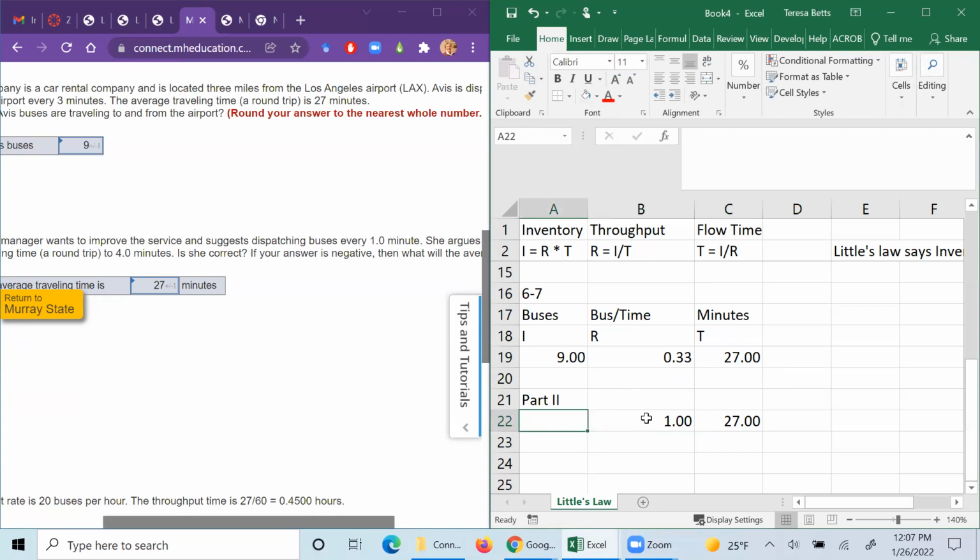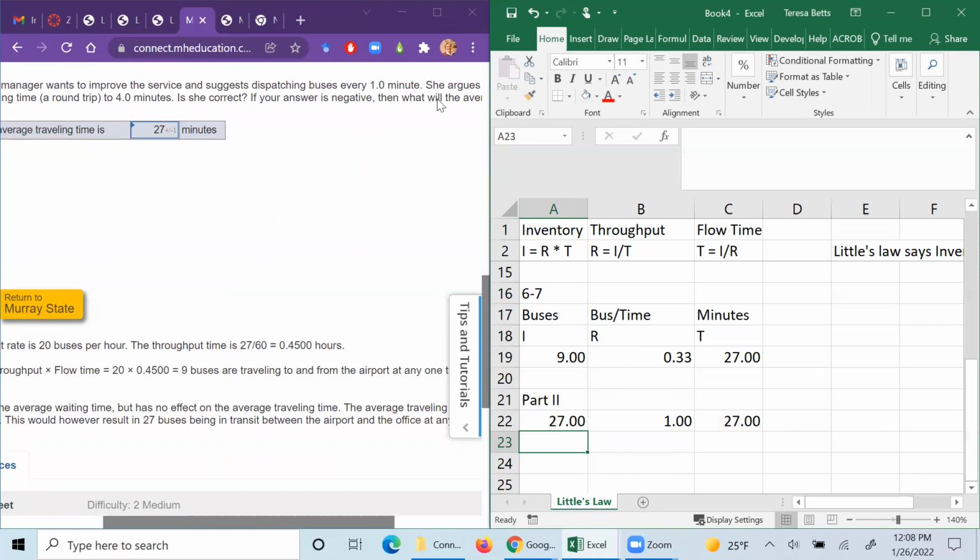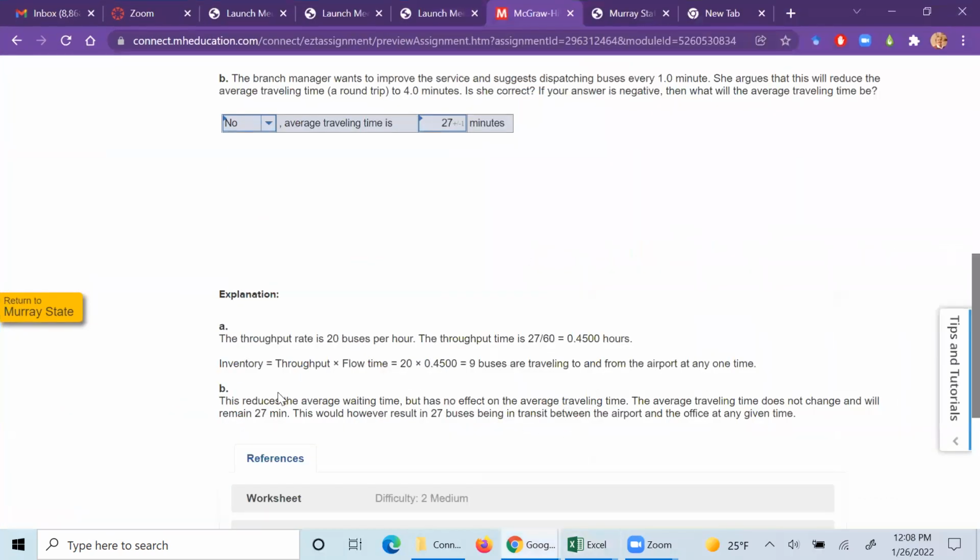And so basically that does not change the travel time at all, right? It stays the same. What changes is we're going to take our inventory, and it's going to be equal to our throughput times our flow time. And that is what actually changes, nothing about the time involved actually changes. Okay, and we can look at that by coming down here.